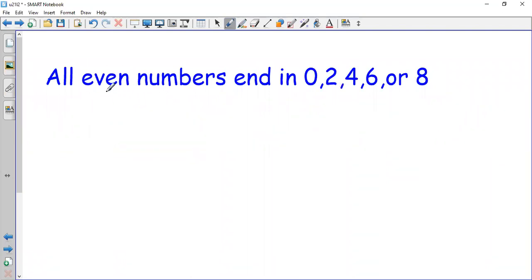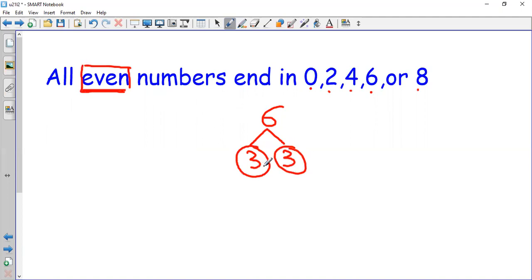Another statement here says all even numbers end in 0, 2, 4, 6, or 8. Remember that an even number is a number that I can make into two equal groups, like 6. 6, I can break it into 3 and 3, and both of them are equal to each other. So 6 is an even number. Think of a greater number like 28. 28, I can break it into 14 and 14, and they are equal. So this is an even number.